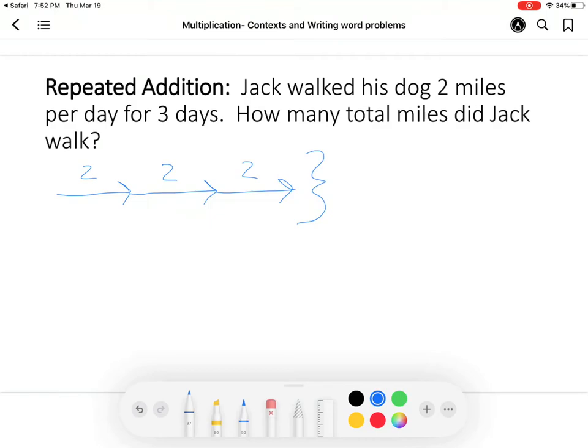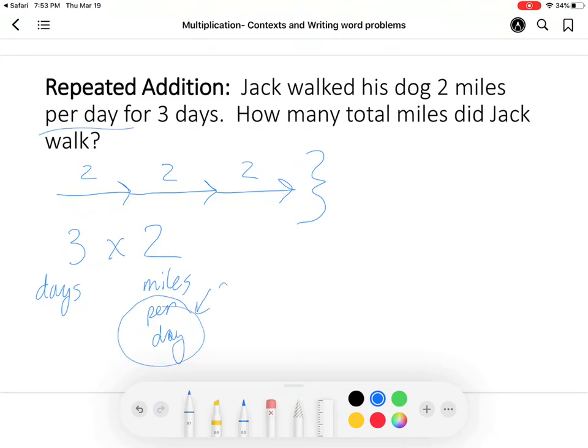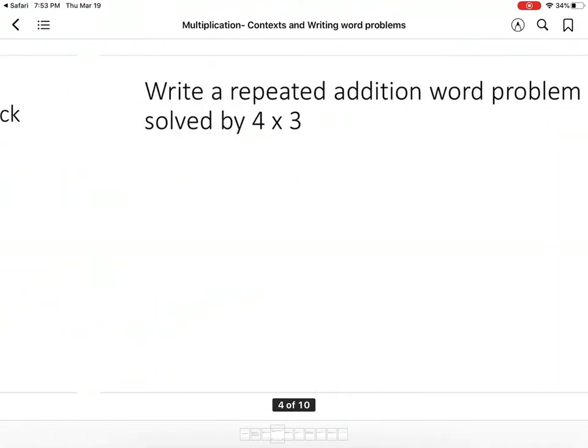When I look at this picture, it's a linear model of multiplication, and I have 3 sets of 2. 3 sets, 3 groups with 2 in each group. The 3 are the days, and the 2 are miles per day. In a word problem, the per day tells you the group size. So we can translate that right into multiplication. All right, let's write a problem now.